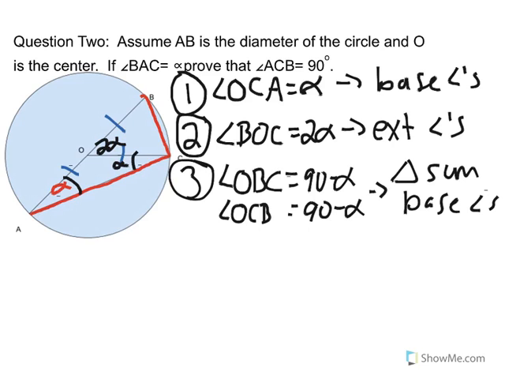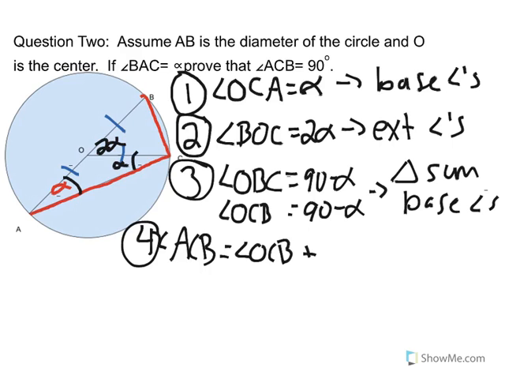So now I want to prove what angle ACB would be. So angle ACB is made up of angle OCB plus angle OCA by angle addition.